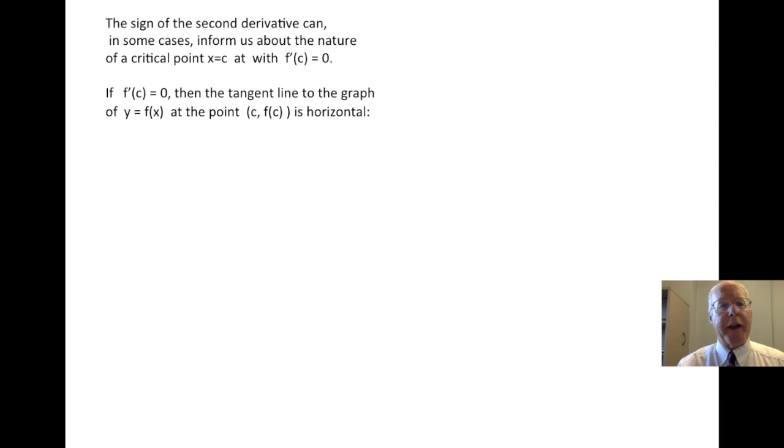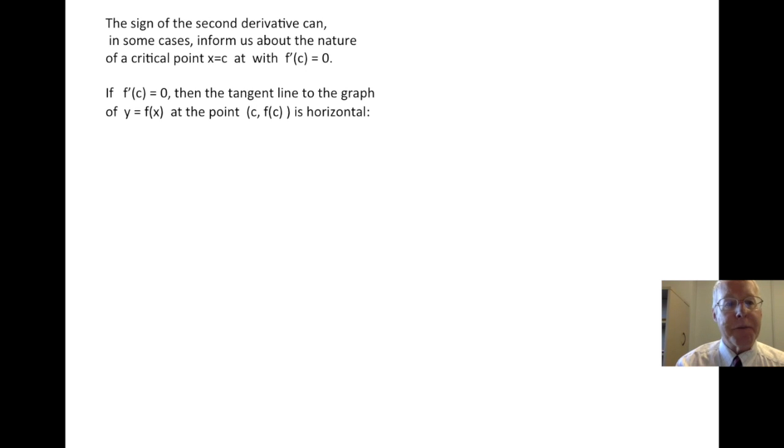I'm going to throw on one last thing about second derivatives here. It turns out the sign of the second derivative, in other words, plus or minus, can in some cases tell us about the nature of a critical point, say at x equals c. Now, this only works with critical points that arise with f prime of c equals 0. If it's a critical point where the derivative is not defined, the second derivative test is useless.